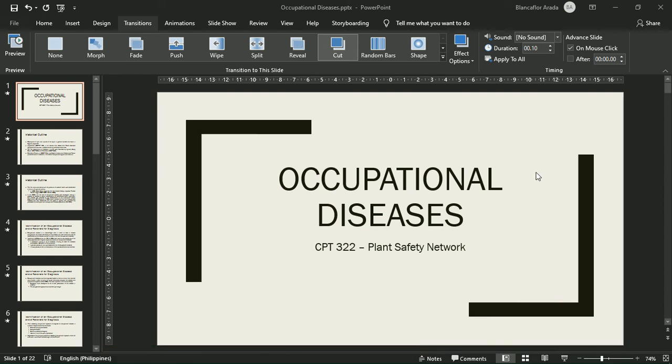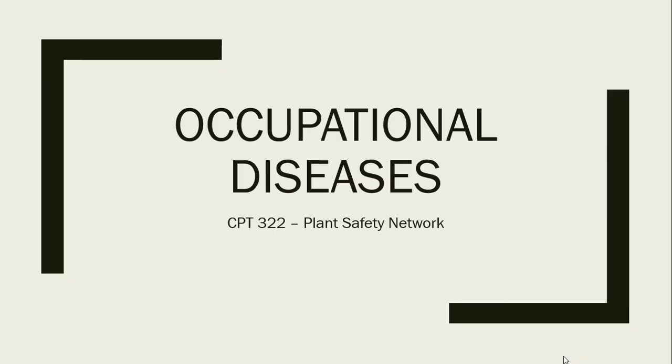So we're already on our new lesson, which is all about occupational diseases. By the term itself, these are diseases that you can acquire at work. To know more about these occupational diseases, let's start our lesson. Again, our topic for Plant Safety Network is all about occupational diseases.